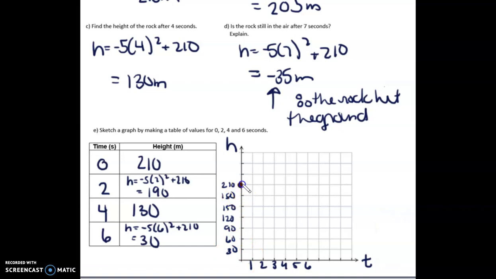So 0, 210, that's when it's dropped. 2, 190. 4, 130. And then 6, 30. Okay, and over here, it does not go through with an arrow. It would essentially lie on the ground at that point. Okay, and we can label our graph h equals -5 t squared plus 210.